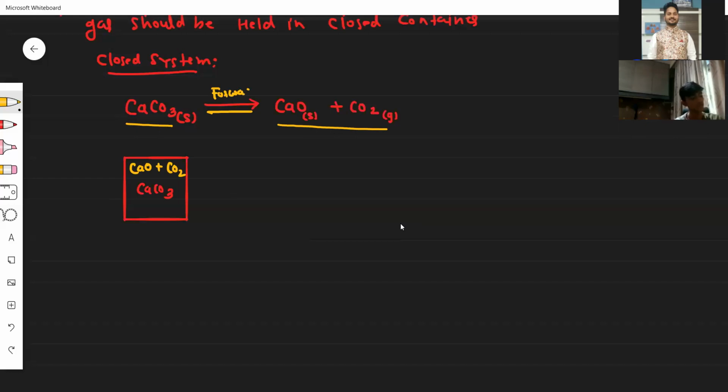So here, if you keep the container open, which gas is getting released? You're releasing carbon dioxide. Once the carbon dioxide is released, do you think the product is able to maintain its own composition? No. So the composition on both sides has to be intact. They just keep on interconverting each other. I hope you got it.